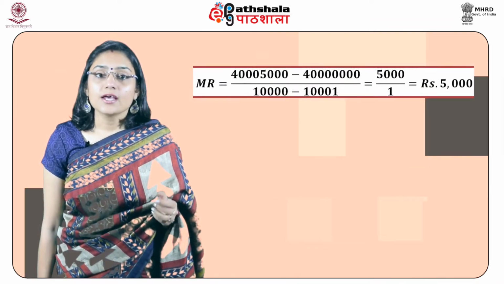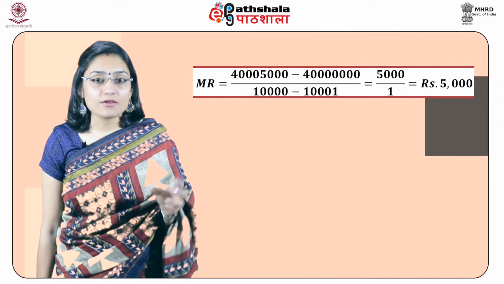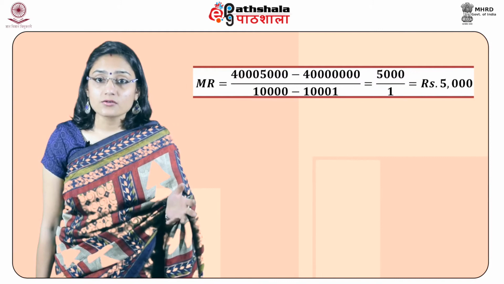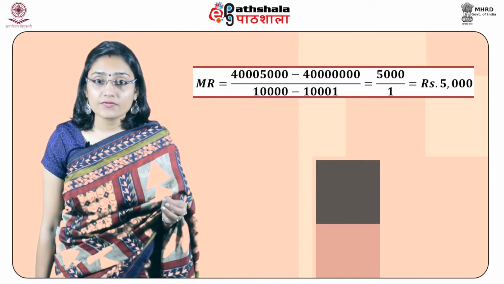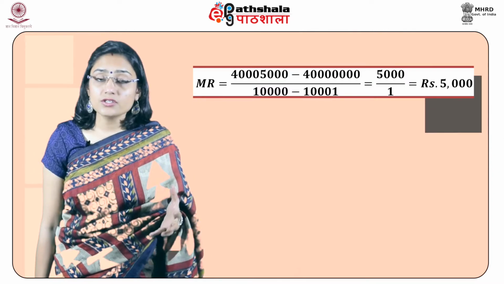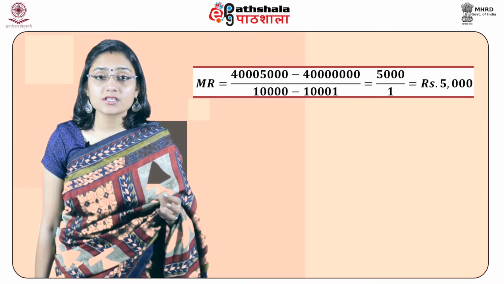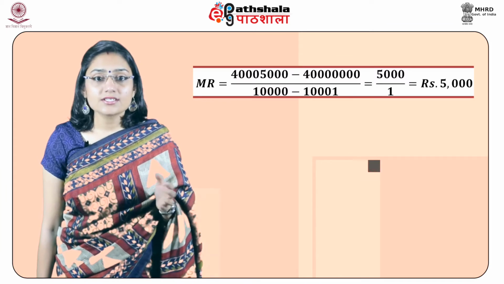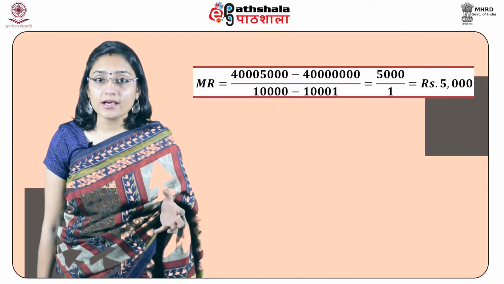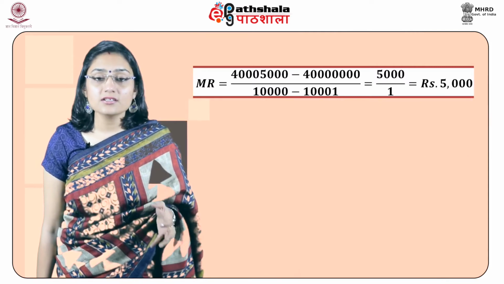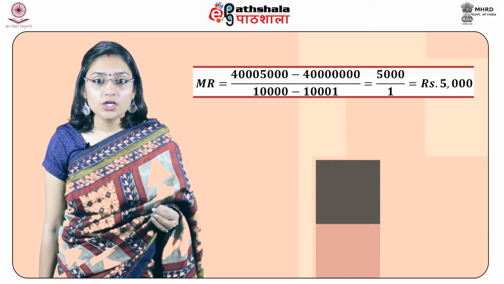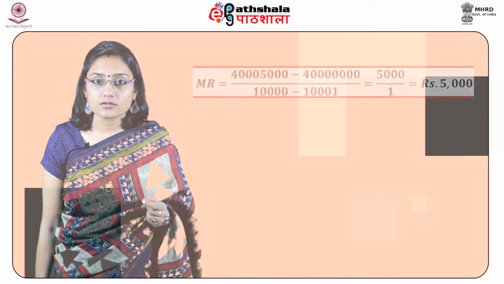For example, ABC Limited Company makes cell phones. Its total revenue is Rs 4 crore when it sells 10,000 units and 4 crore 5,000 when it sells 10,001 units. The marginal revenue of ABC Limited Company is MR equals 4 crore 5,000 minus 4 crore, divided by 10,001 minus 10,000, which gives us 5,000 divided by 1, which equals Rs 5,000.